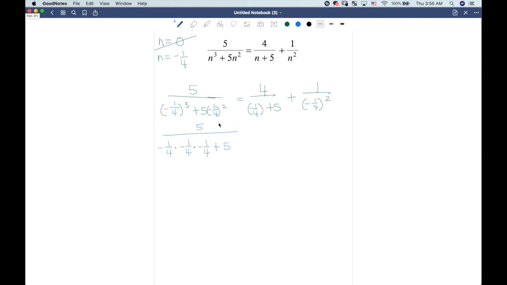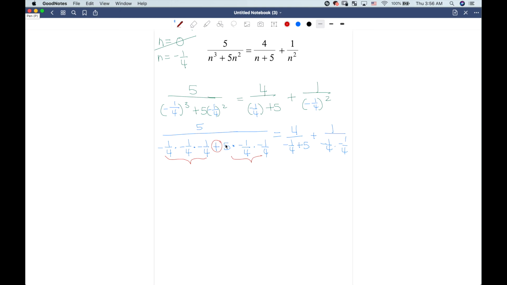Plus 5. Negative 1 over 4 squared means multiply this to itself twice. That one is okay. Negative 1 over 4 squared twice. Okay, let's go ahead and start simplifying. I'm going to tackle these and these separately because of the plus sign.